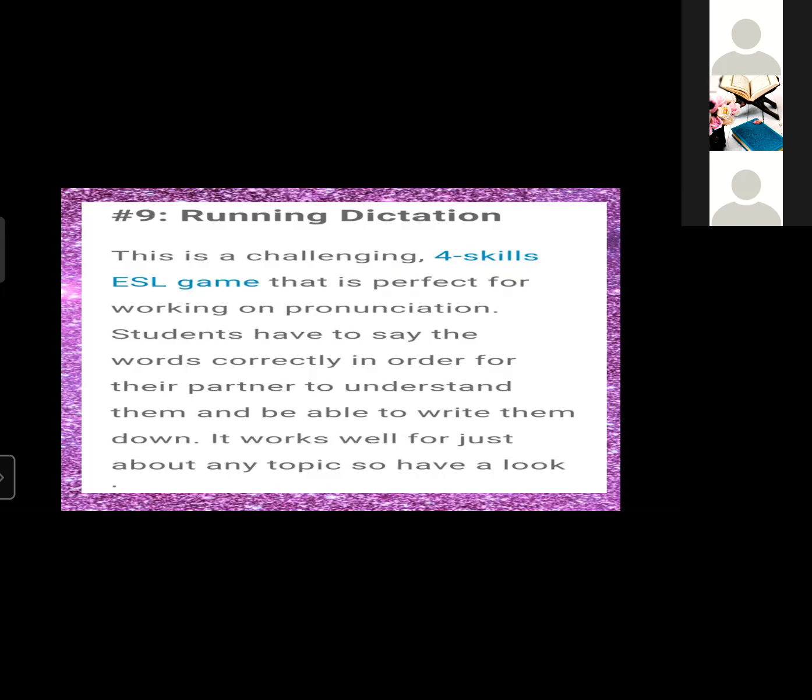Do you understand the idea, guys? It's called running dictation. You divide your class into two teams to stand in a line. The two teams stand in a line.